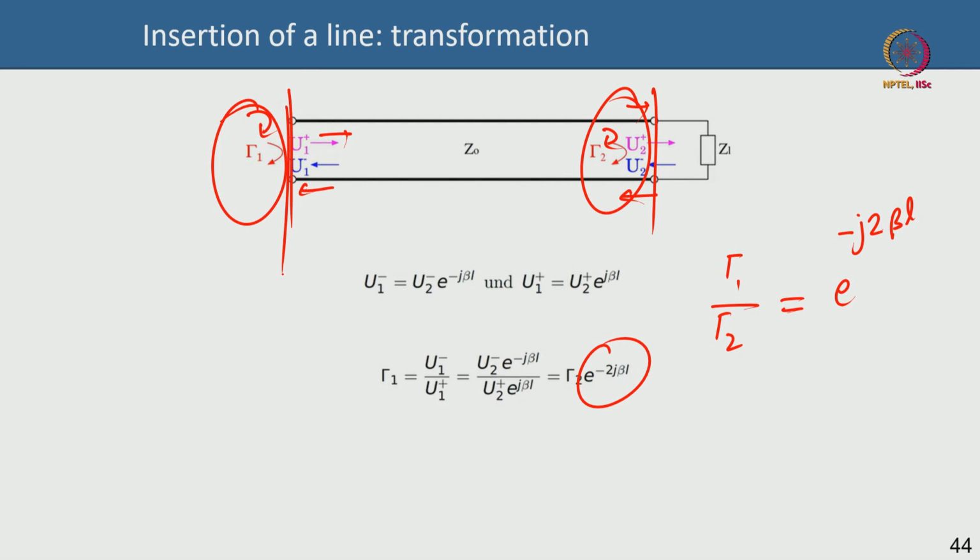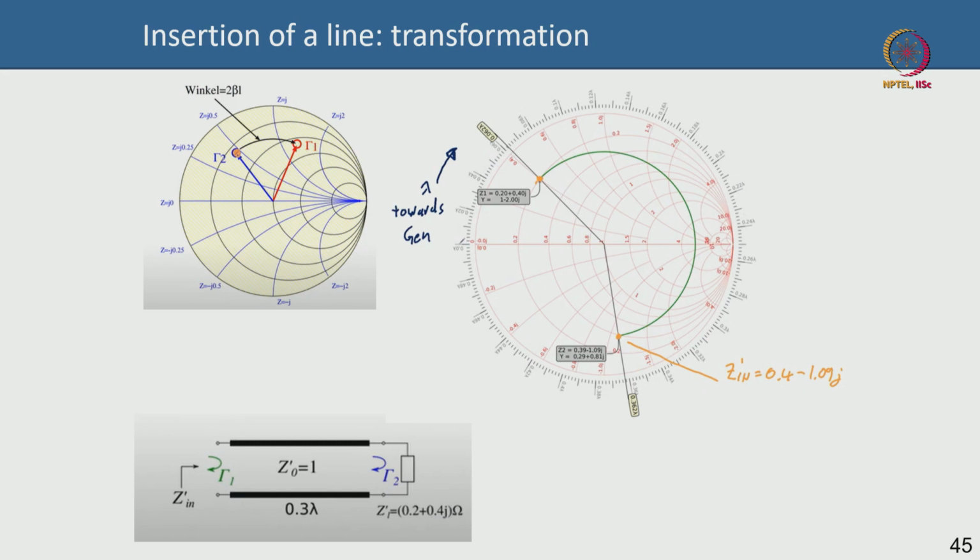A transmission line does not change the magnitude of the reflection coefficient, it only changes the phase, it only introduces a phase change. In this case it introduces a phase change of theta is equal to 2 beta l. That is your total phase change that it has done. And how do you pictorially represent that in the Smith chart? What I mean is that suppose I had a point here, this red point, can you see?